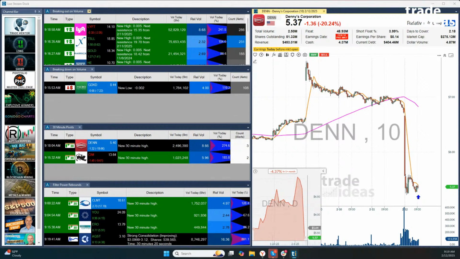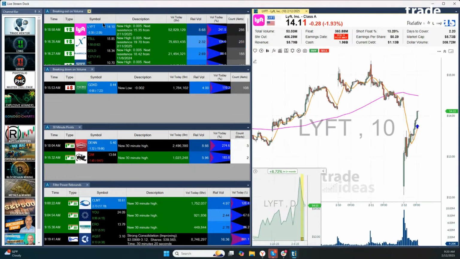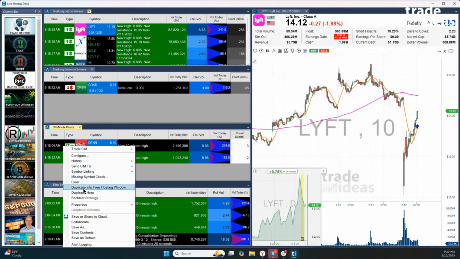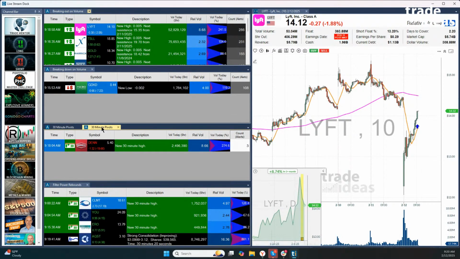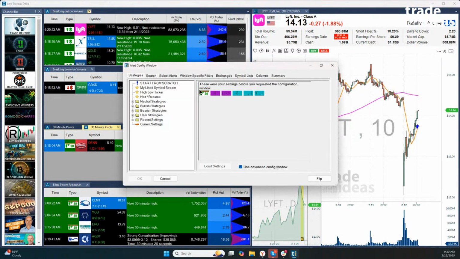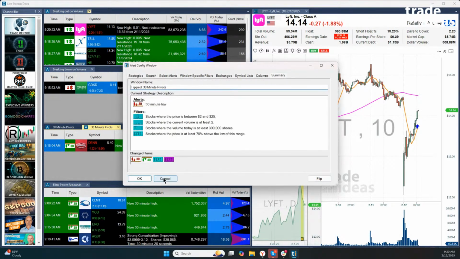Okay, so I did something at the top here. Remember, I did this breakout on volume, and then I duplicated it, moved it below, and just inverted it. So I'm going to do the same thing here. I'm going to right click and I'm going to duplicate here. Boom. That creates another copy of it. I'm going to go to this copy, configure it, and I'm going to press the flip button.